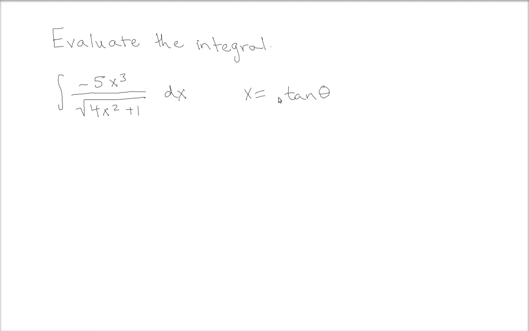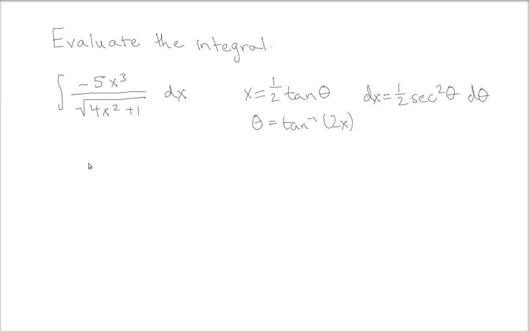And I need to multiply by some coefficient out here so that when I square and then multiply by 4, I want to end up with 1. So that'll be 1 over the square root of 4, which is 2. So my x is going to be 1/2 tangent theta. Then dx, the derivative of that, will be 1/2 secant squared theta d theta. And if we solve for theta in here, theta is equal to the inverse tangent of 2x.